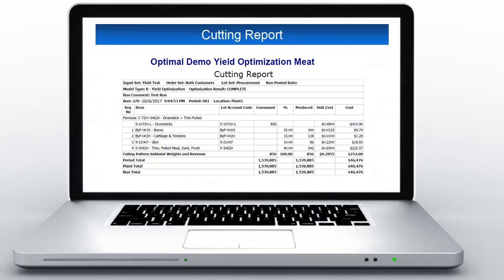Finally, the cutting report. For each cutting formula, the yields are presented showing the quantity consumed of the source material as well as the quantities yielded of each item produced.